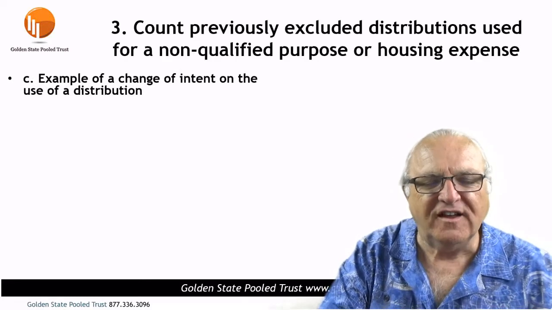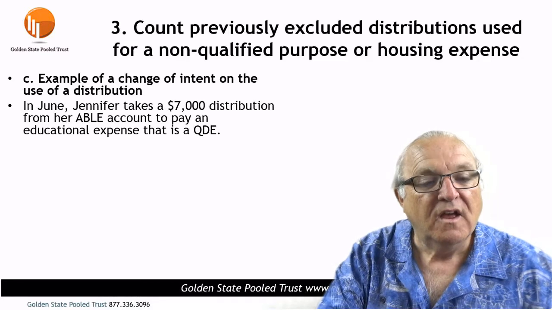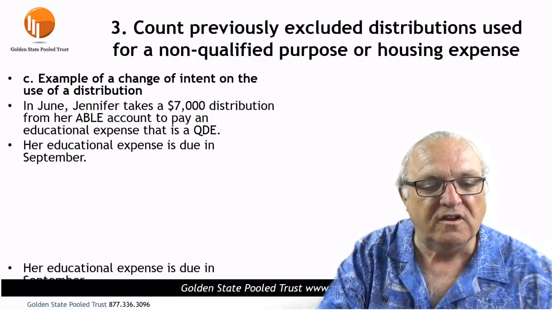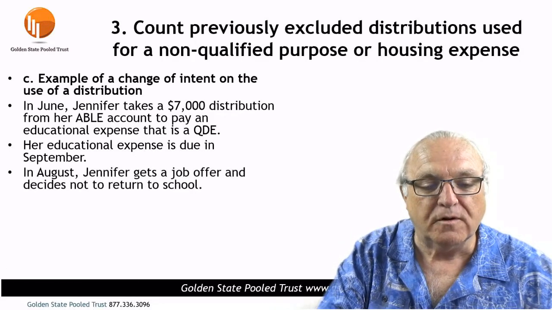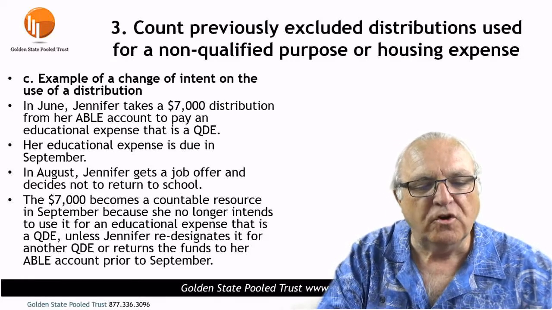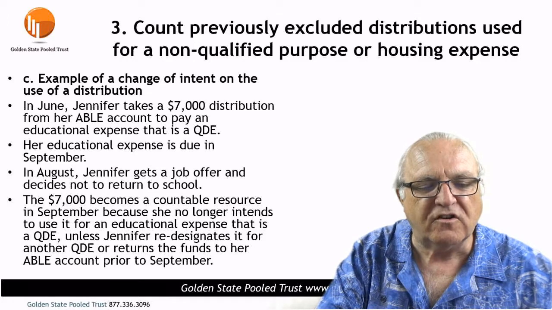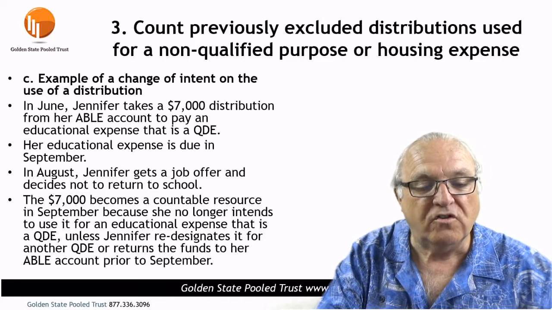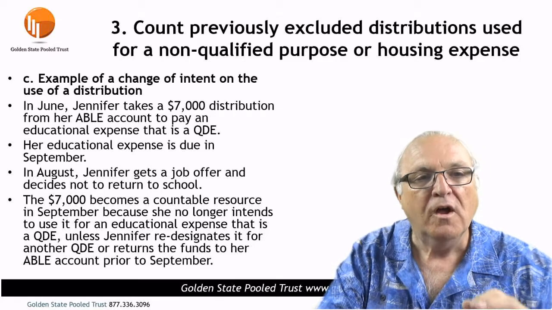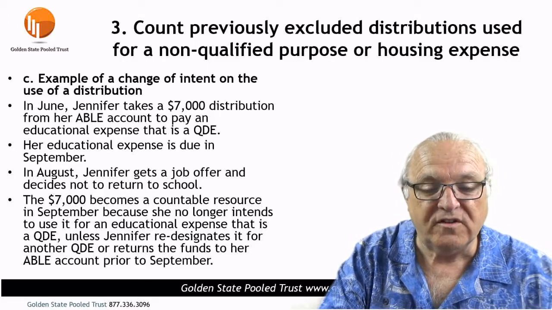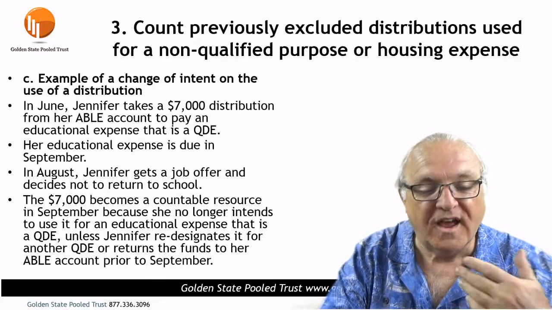Example of a change of intent, and how they would track this, I have no idea. In June, Jennifer takes a $7,000 distribution from her ABLE account to pay for an education expense that's a QDE. Her education expense is due in September. In August, Jennifer gets a job and decides not to go to school. The $7,000 becomes a countable resource in September because she no longer intends to use it for an education expense that's a QDE, unless she redesignates it for another QDE or returns the funds into the ABLE account prior to September. By the way, all of the ABLE programs, as far as I know, are not going to ask you what the intent is. So that's something that you would have to keep track of yourself.